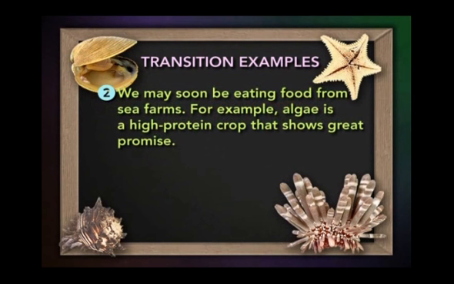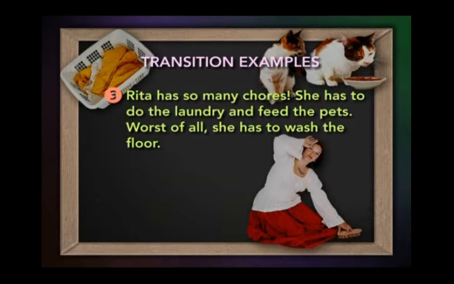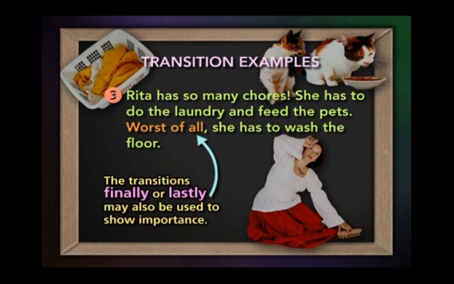Number 2. We may soon be eating food from sea farms. For example, algae is a high-protein crop that shows great promise. I used for example. I could also have used for instance or specifically. All three of those transitions show example. Number 3. Rita has so many chores. She has to do the laundry and feed the pets. Worst of all, she has to wash the floor. I chose worst of all. I could also have used finally or lastly. All three of those transitions show importance.